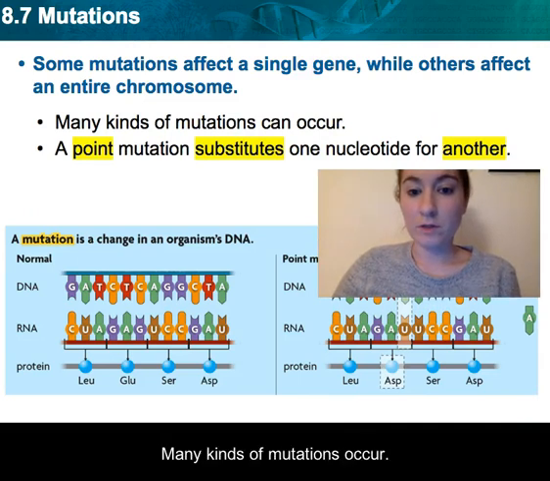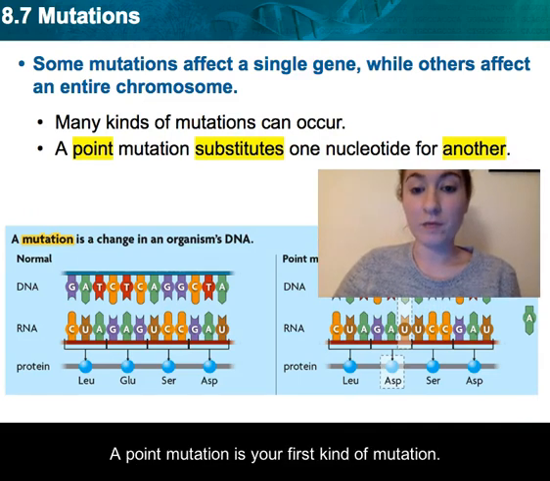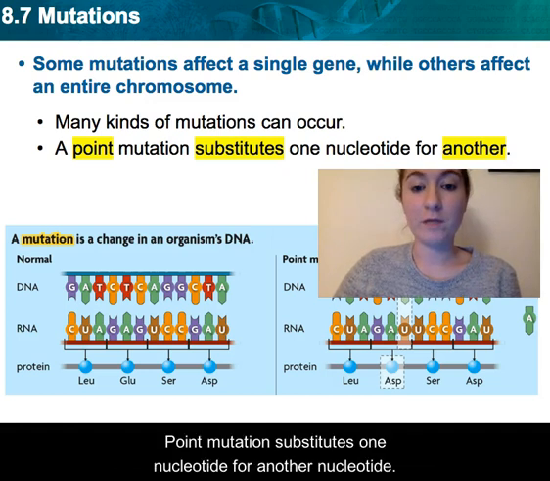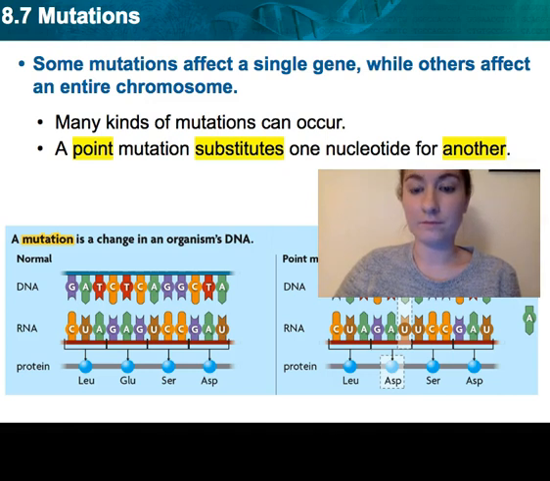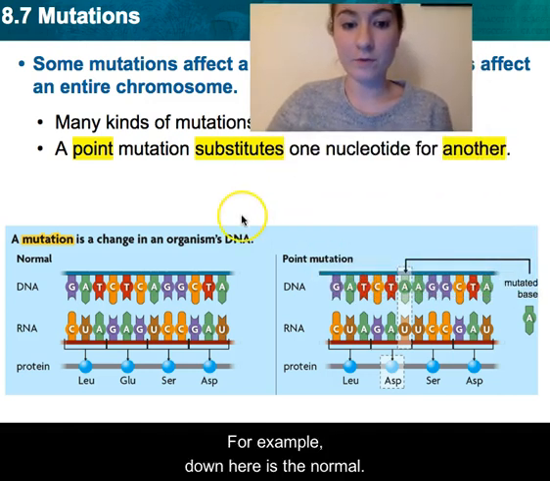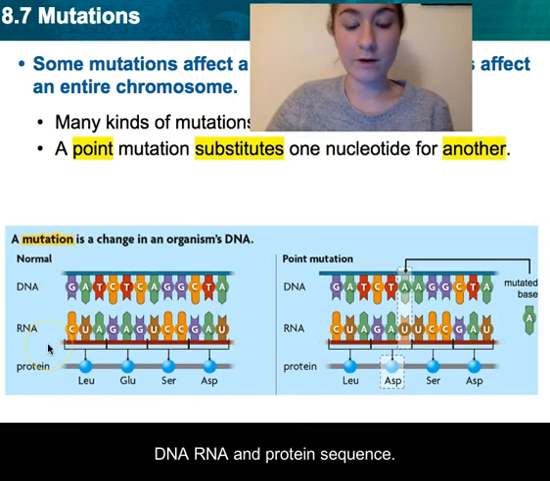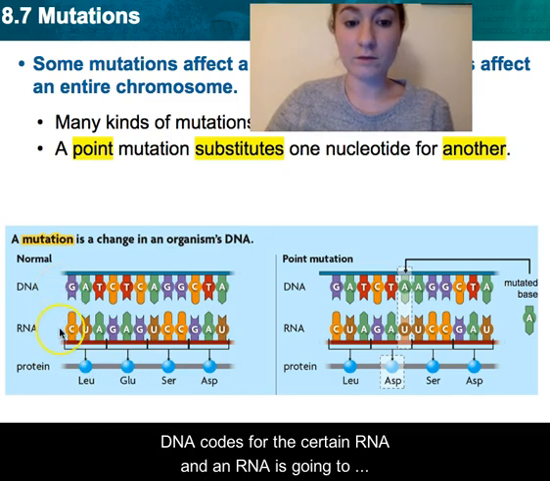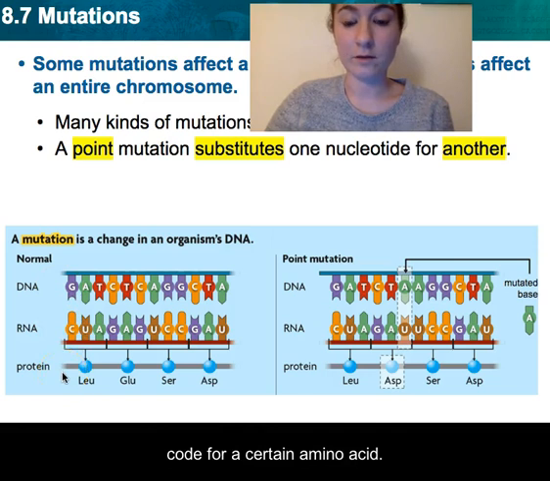Many kinds of mutations occur. A point mutation is your first kind of mutation. A point mutation substitutes one nucleotide for another nucleotide. For example, down here is the normal DNA, RNA, and protein sequence. The DNA codes for the certain RNA, and then the RNA is going to code for the certain amino acid.